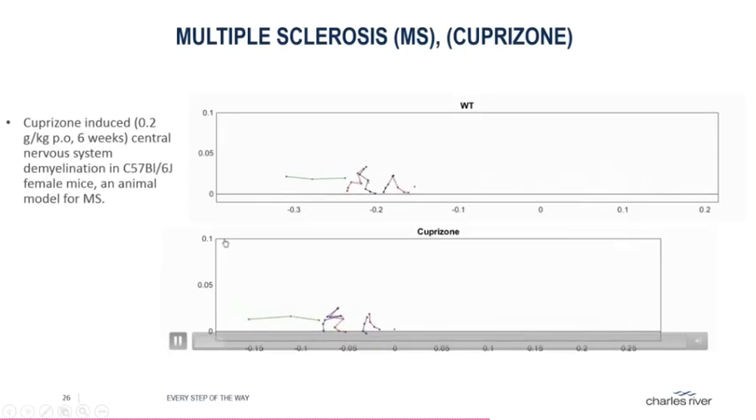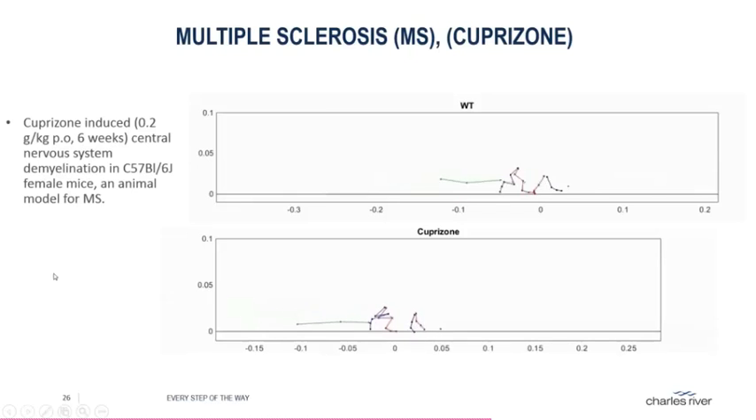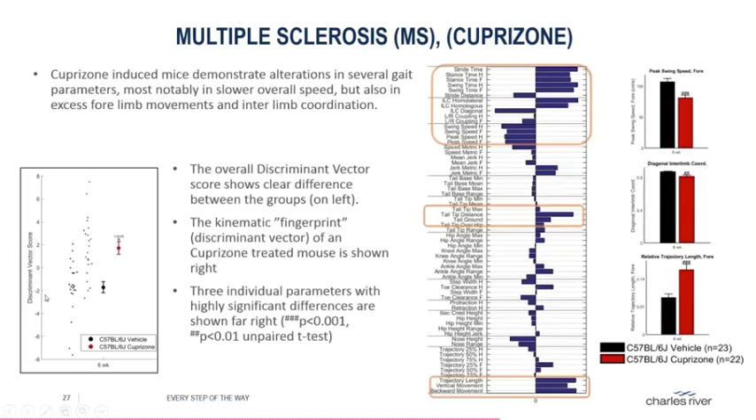Here is presented another model of CNS disease, a Cuprizone-induced model of MS. As a naive mouse in the upper video walks smoothly, there are clear deficits in the gait of the Cuprizone-treated mouse in the bottom. These measurements were performed 6 weeks after the Cuprizone treatment. The kinematic analysis reveals a few major factors describing the gait features of the Cuprizone-treated mice. These can be seen on the right panel.